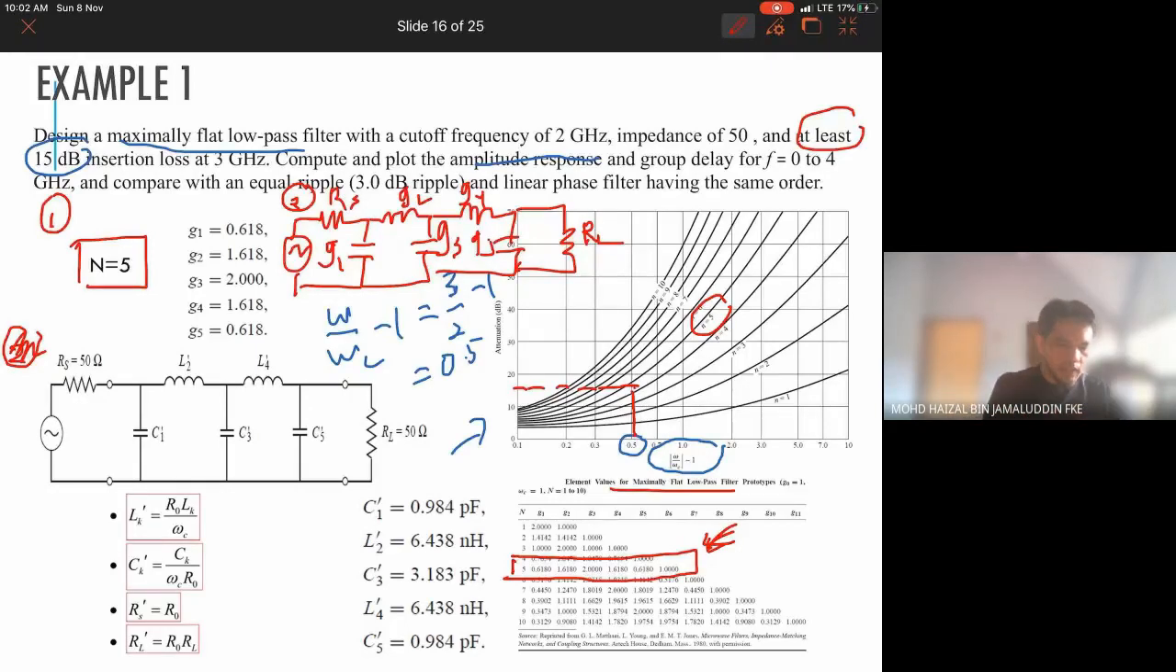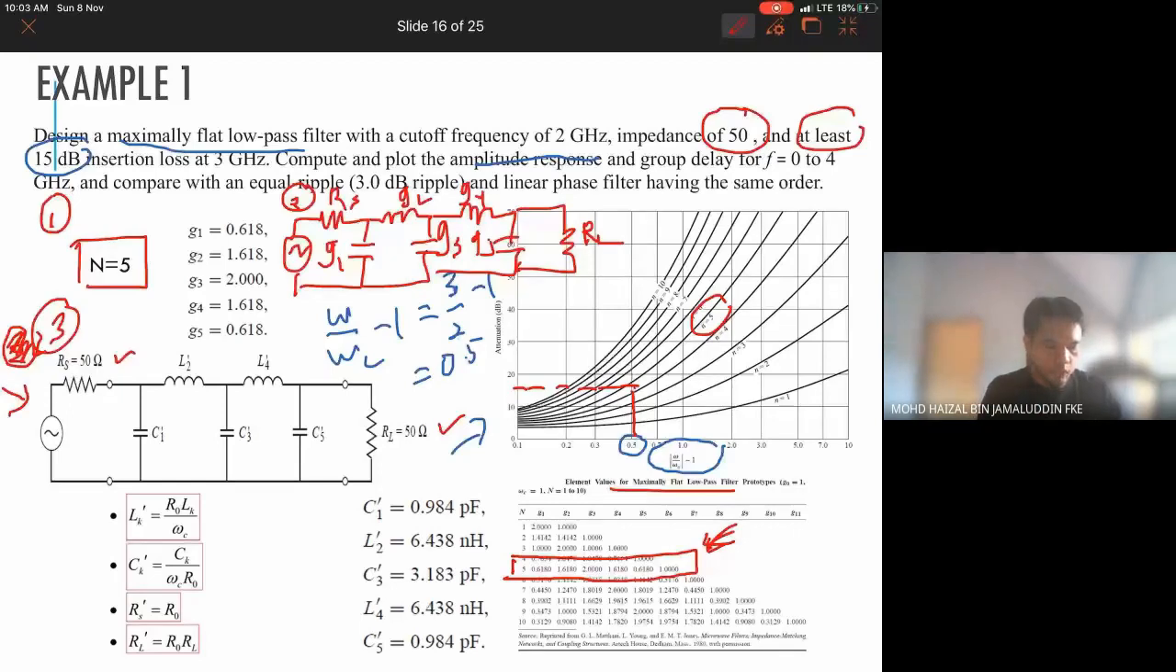Next step, again, you need to draw the actual circuit. So the actual circuit is like this. Normally you multiply it with the impedance scaling and frequency scaling. Since it is maximally flat, RS is equivalent to RL, and here it is chosen that the impedance R naught is 50 ohm. So RS is equivalent to 50 ohm and RL is equivalent to 50 ohm for this maximally flat low pass filter. So the next step is to calculate the actual value of capacitor and inductor.